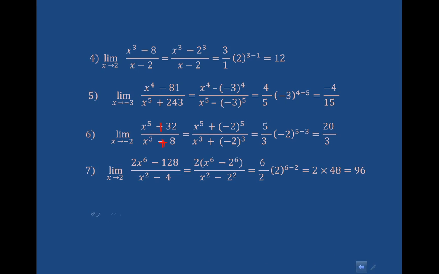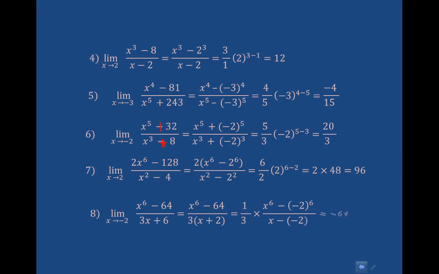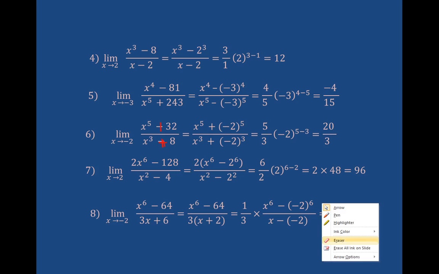Another problem. Limit when x tends to negative 2 of the algebraic expression x power 6 minus 64 over 3x plus 6. Here the denominator has 3, which should be taken as a common factor.